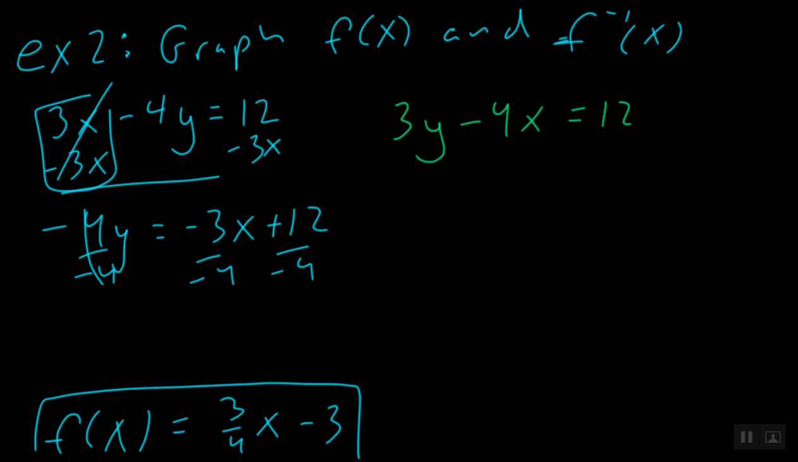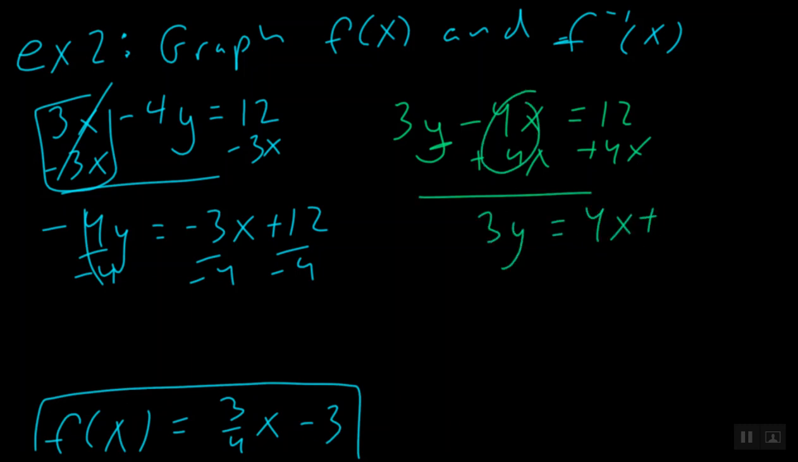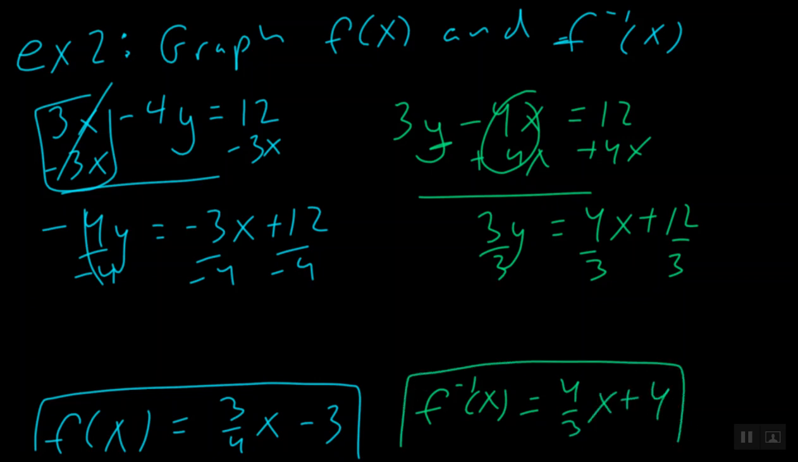Now, let's go ahead and tackle the green. Here, I'm solving for this y, so I will add 4x to get rid of the x first, and I have 3y is equal to 4x plus 12. Here I divide everything by 3, and we get our f inverse of x is equal to 4 over 3x plus 4. Now, I would pause the video, finish taking your notes, and then let's go on and graph both of these.